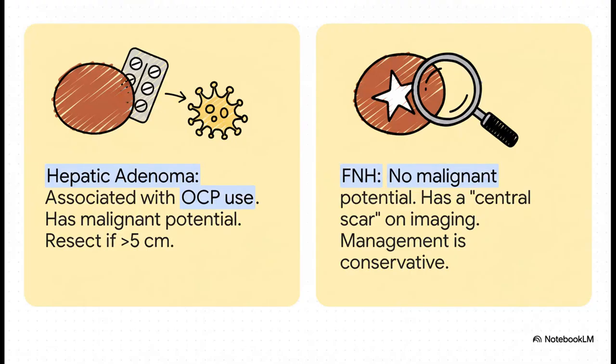Okay, two benign tumors that always get confused are hepatic adenoma and focal nodular hyperplasia, or FNH. The key difference you have to remember is malignant potential. FNH has no malignant potential. It's benign, we watch it. Adenomas, on the other hand, which are linked to oral contraceptive pills, carry a risk of turning into cancer. That's why we generally resect them if they get bigger than 5 centimeters.